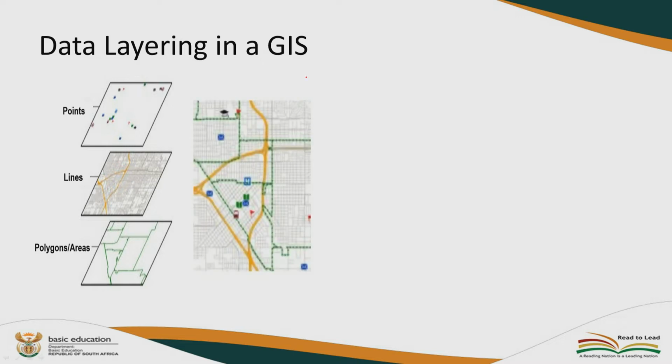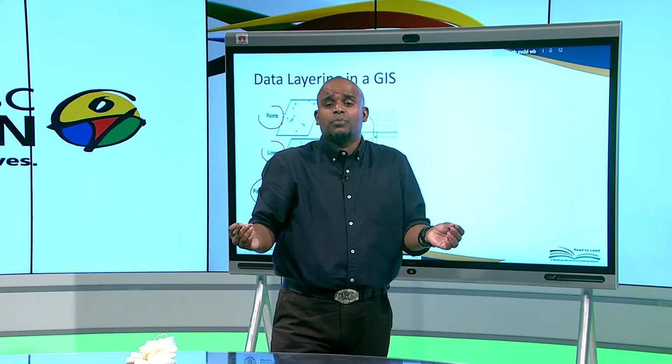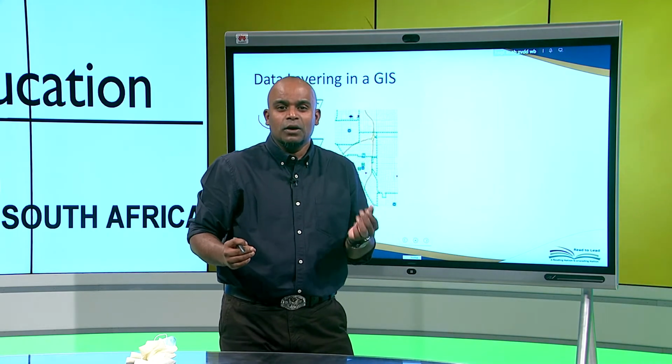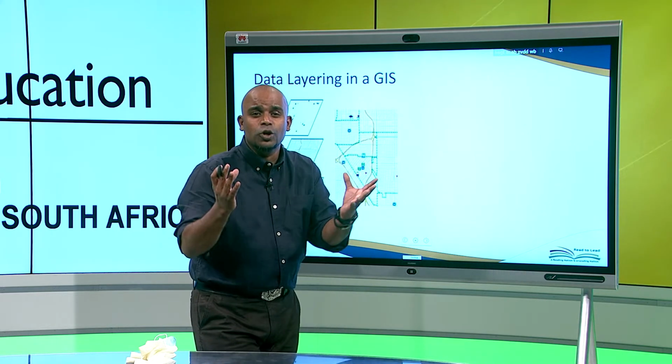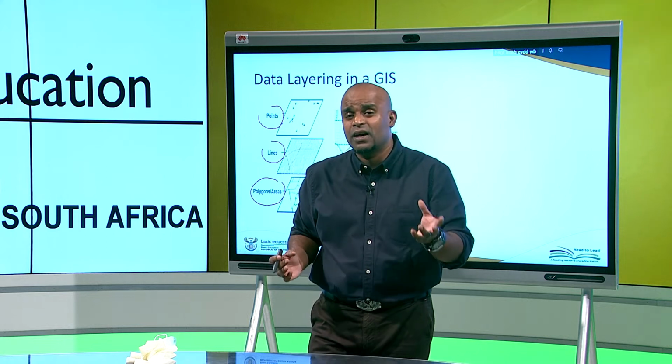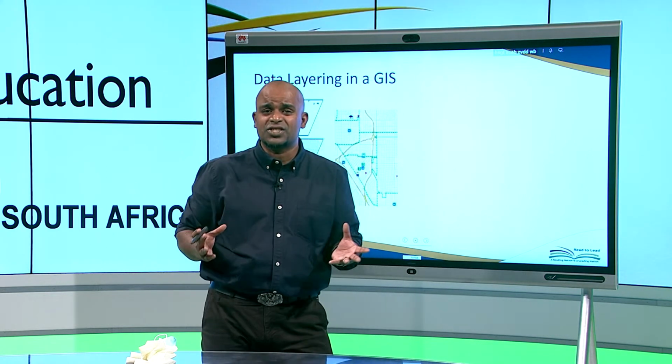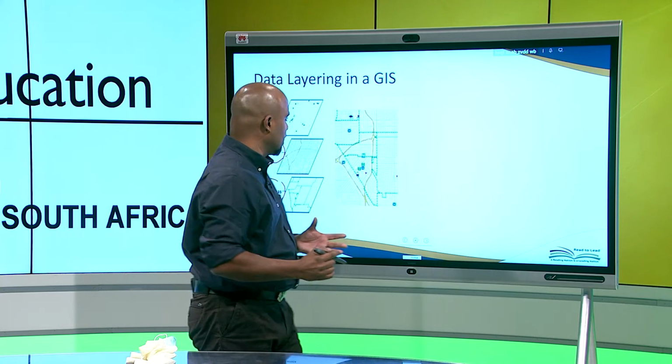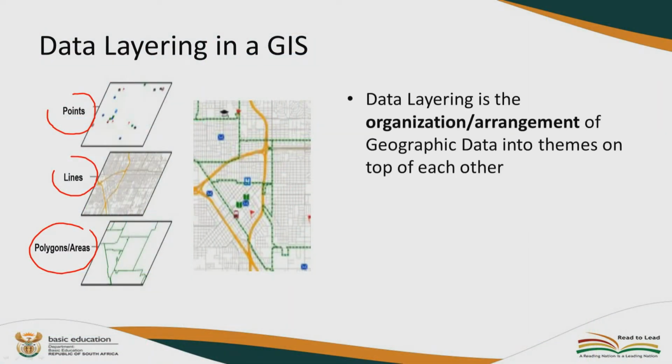Note the following. To create a topographical map, you need points, you need lines, and you need polygons. An example of points is your trig beacons. An example of a point could be your spot height. When it comes to line features, you're looking at roads, railway lines, as well as rivers. And your area or polygon features are your industrial areas as well as buildings. Now, note the following. Data layering is the organization or arrangement.